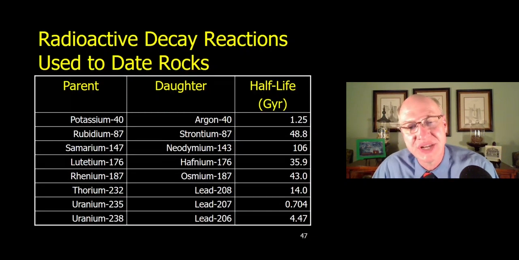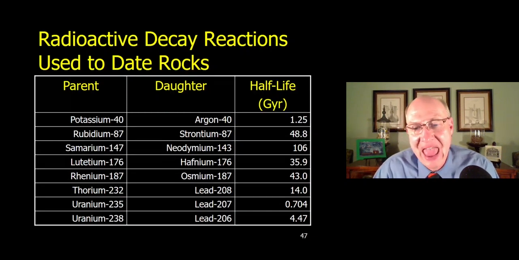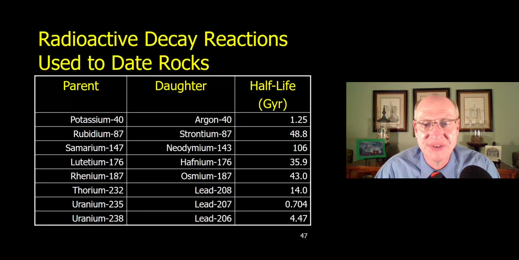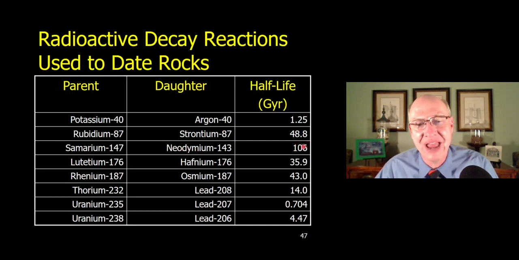Now, here's an interesting question. I don't know if you've ever thought about it. How do scientists measure the half-life of an element? In particular, let's imagine samarium here, which decays into neodymium with a half-life of 106 billion years. We haven't been around that long. It's not like we take a sample of samarium and wait 106 billion years to see half of it decay.